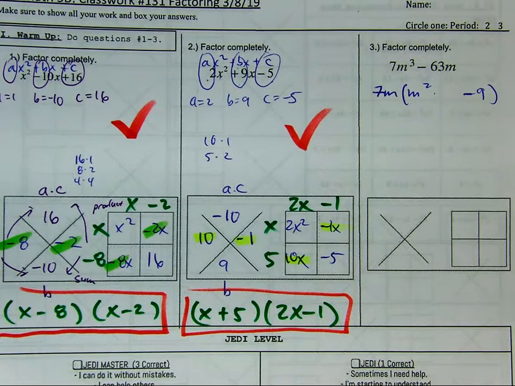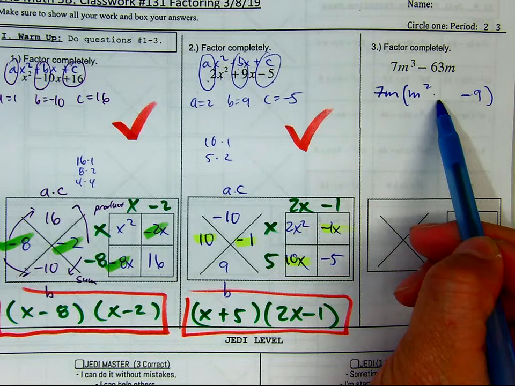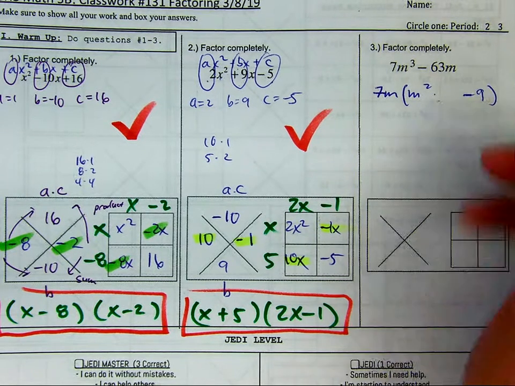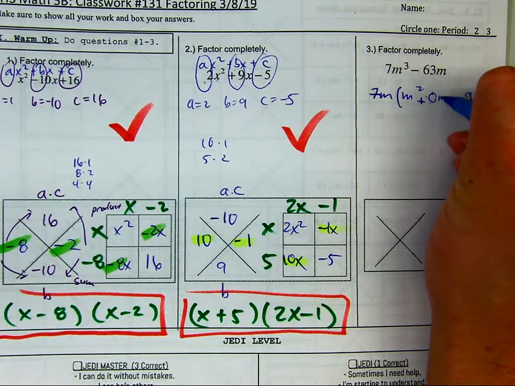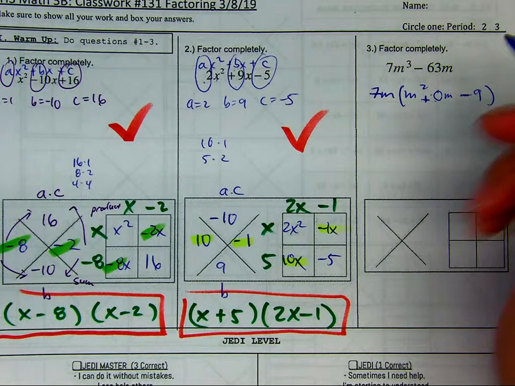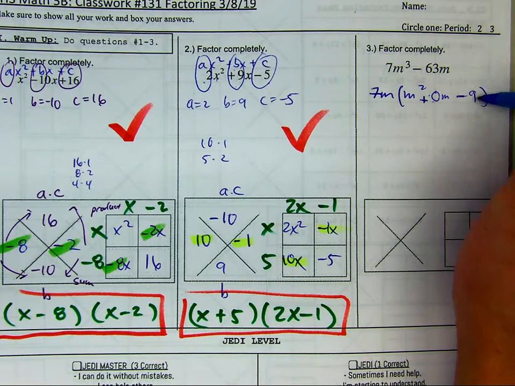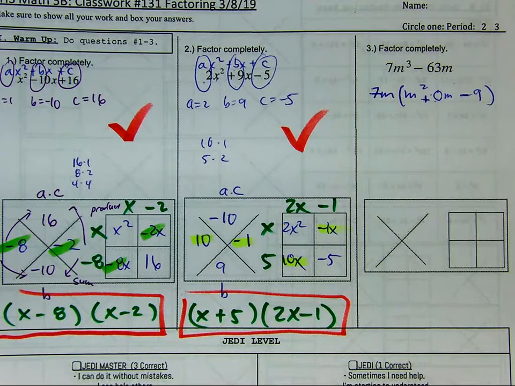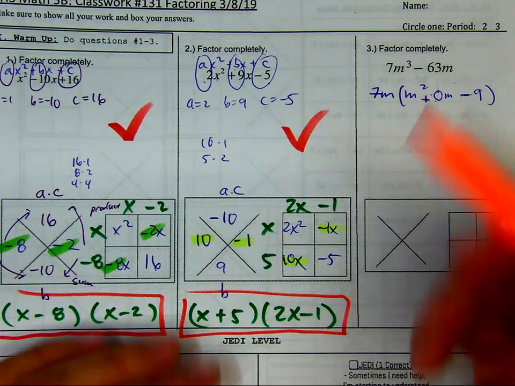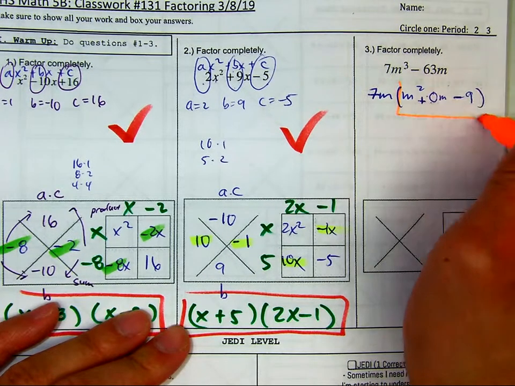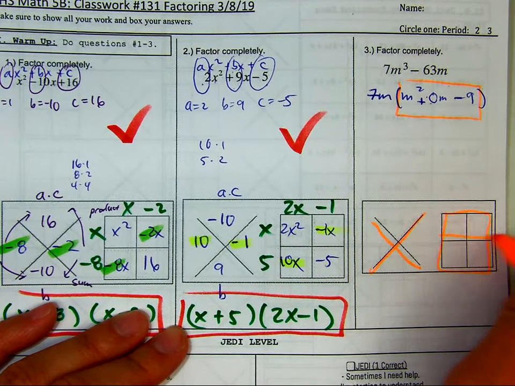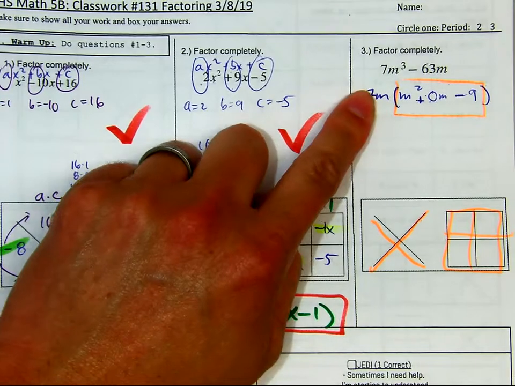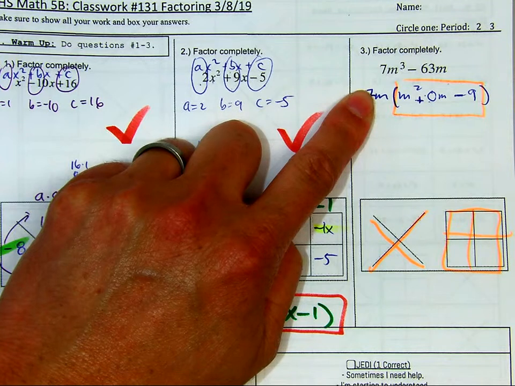Now, why did you guys think I left a space here? Yeah, that's the placeholder 0m. Because it goes m to the second, m to the first, m to the 0. So I'm going to highlight this here in orange. And here in orange, this is where I'm going to use my X in my box. And I'm not going to forget this 7m, because the 7m is going to be part of our answer.